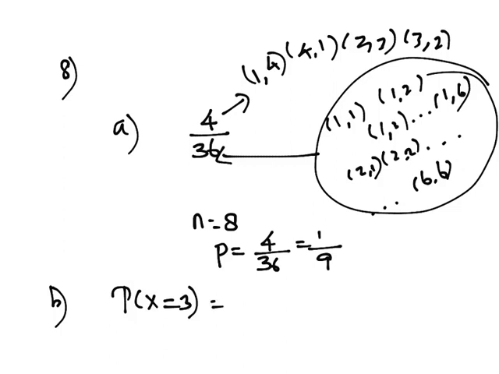So go to distribution, go to binomial, go to BPD, put x as 3, number of trials is 8, and probability of success is 1 divided by 9, and the answer is 0.0426, so 0.043. Yeah, that is the answer.